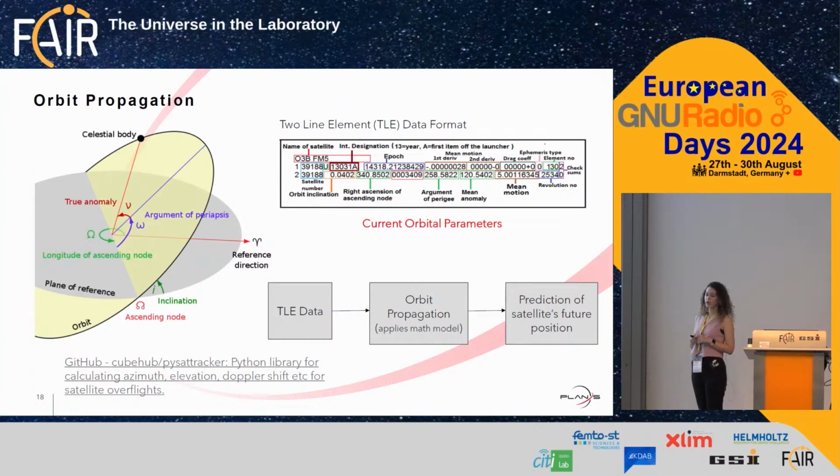TLE data is two-line element data, and it describes the current orbital parameters of the satellite. And you can see the structure of the format. Using this TLE data, orbit propagation applies mathematical models to predict the satellite's future position for expressing the satellite passing. And we use the model given in the link.